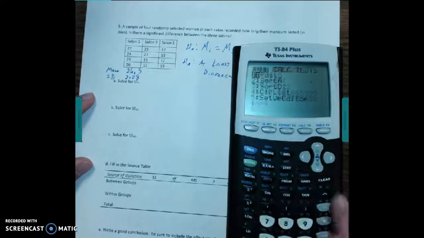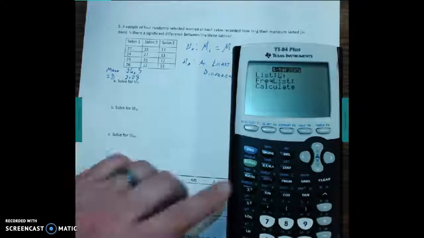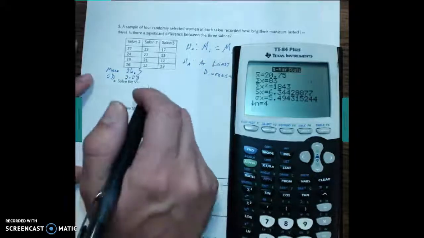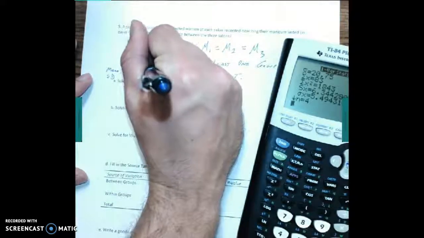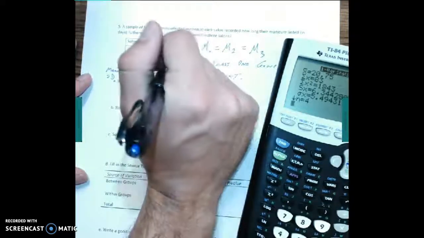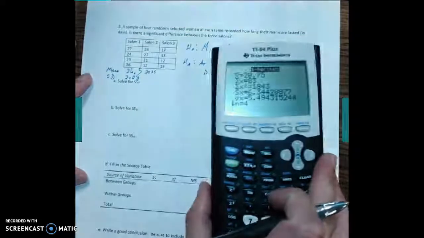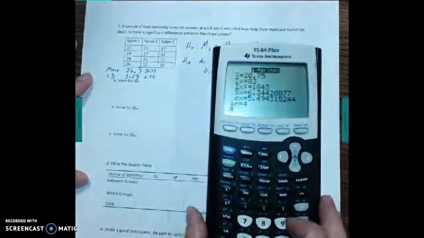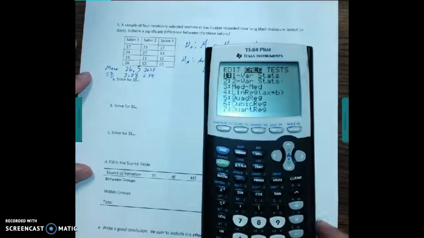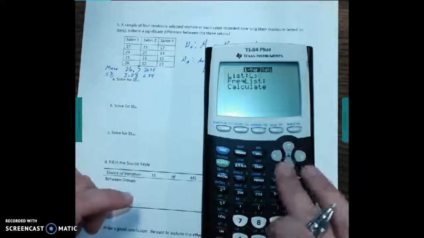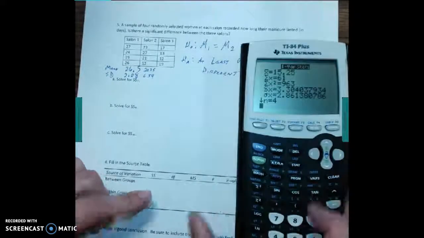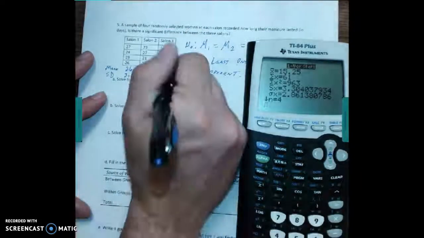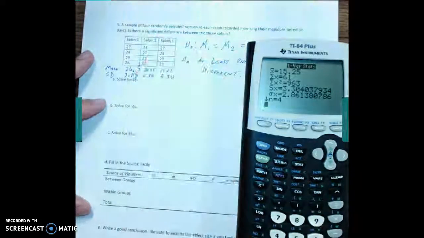I want to do the same thing, but now on list 2. So second 2 gives me list 2. The mean of the second group here is 20.75. And the standard deviation for the second group is 6.34. Stat calc 1 on list 3 will give me 15.25 for the mean of this group and 3.30 for the standard deviation of this group here.